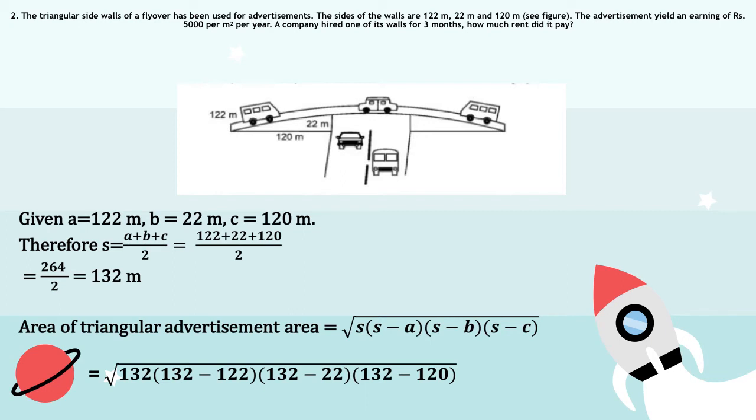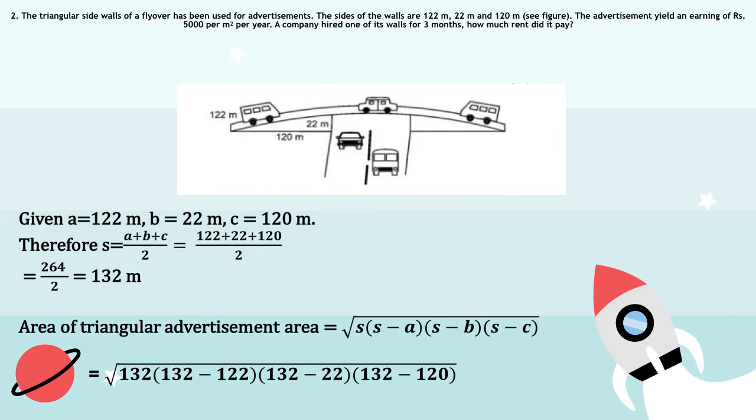The sides of the flyover have triangular walls, which are used for advertisements. The dimensions of that triangular wall are given, meaning the three sides of the triangular wall are already given, and you are given the cost of advertisement. The cost of advertisement is given as 5000 per meter square per year. Meaning if you take this area for rent, the cost for 1 meter square is 5000, and for what duration? For 1 year. Okay.